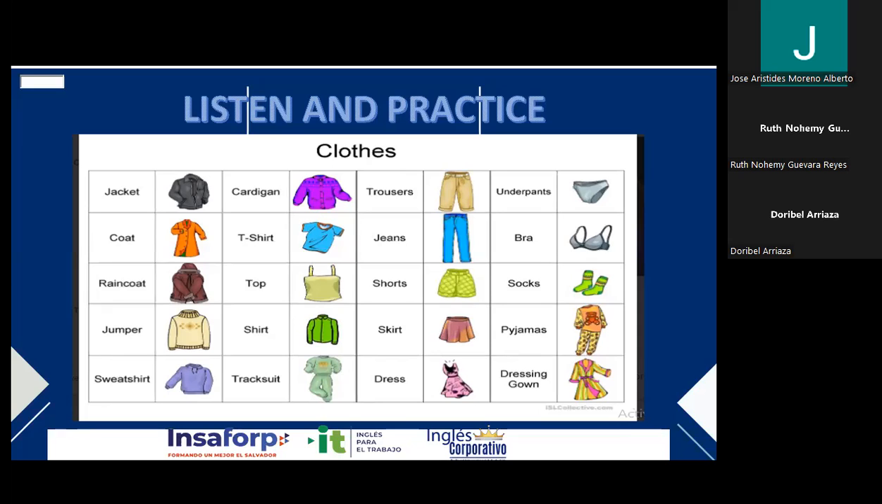Luego tenemos las pijamas. Pijamas, that's the name. Look at that. And people feel really comfortable with this one. Y con las pijamas, right? Y vamos con los dressing gown. Dressing gown. Es una bata, right? So that is a dressing gown. That's right.